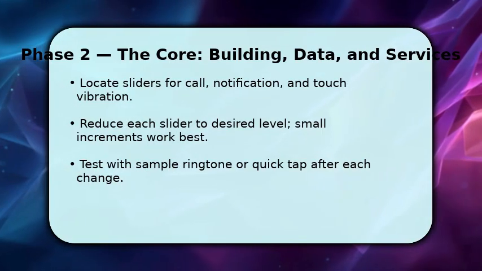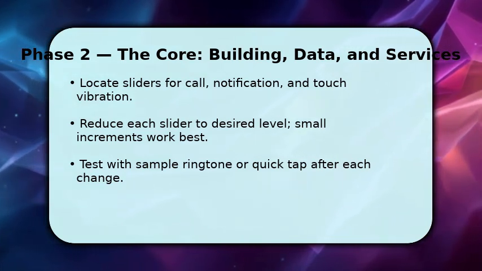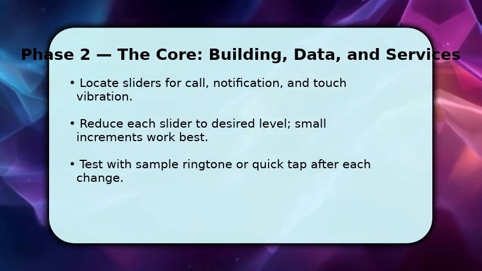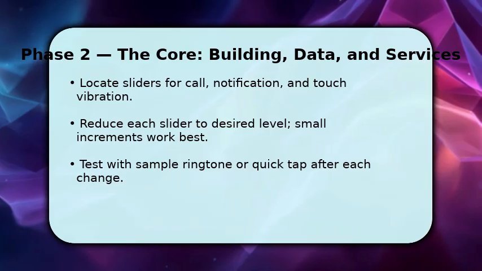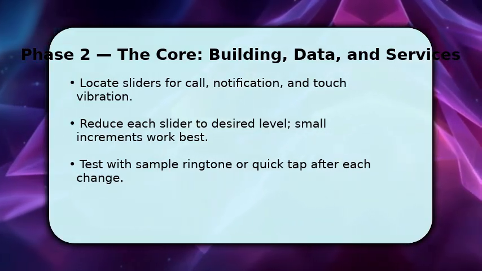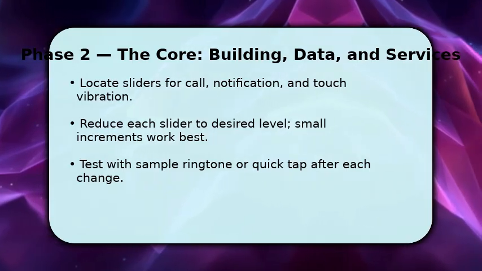You'll see separate sliders for call, notification, and touch vibration on many devices. Reduce one at a time so you can hear the effect. Move each slider in small increments. That preserves feedback while lowering annoyance. After adjusting, press the test button or tap the screen to verify. If vibration feels too weak, nudge the slider up slightly.